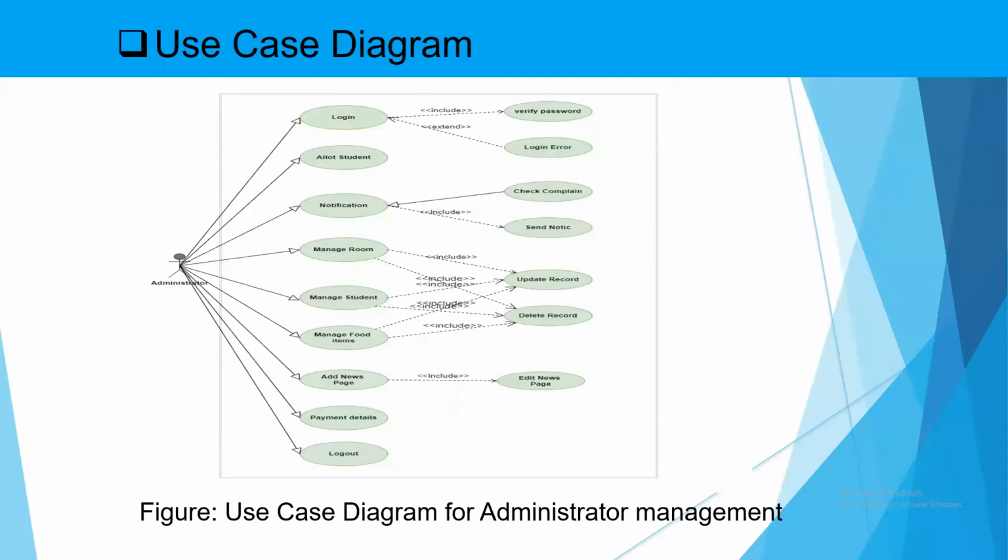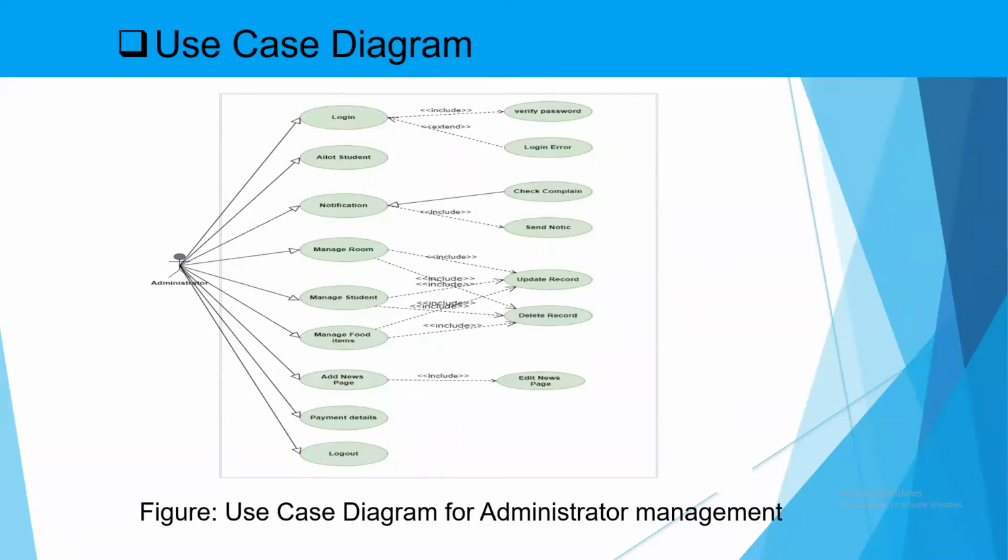Then manage room, manage student, manage food items have a common update record and delete record use case. Then add new space. Add new space includes edit new space. Administrator can edit new space. Then payment details, and the last one is logout.